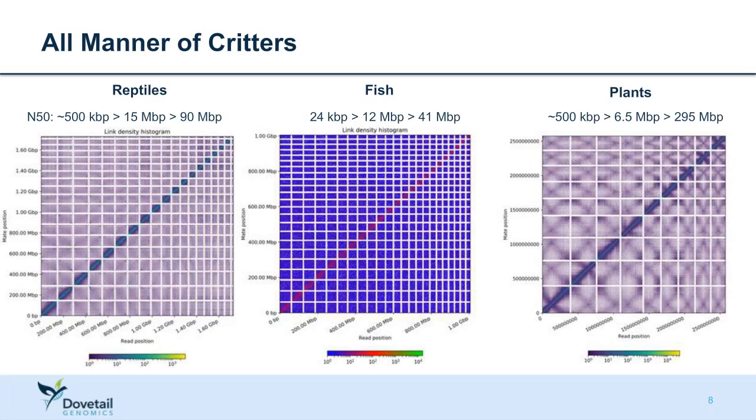The data wasn't as easy, but the Chicago actually saved that, because we could bridge this 24 kb for fish.